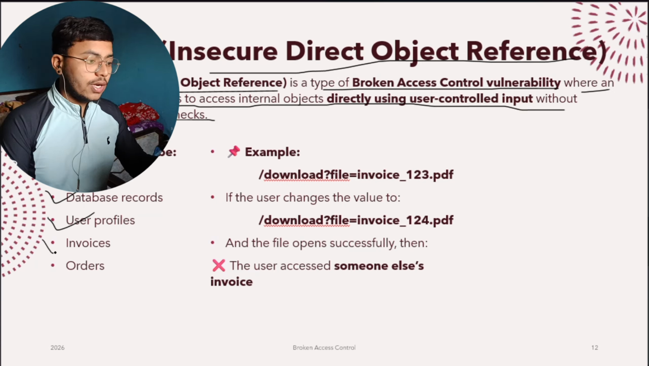Then the fourth type of broken access control is forced browsing. Forced browsing is a broken access control vulnerability where an attacker accesses hidden, unlinked or restricted pages by manually guessing or discovering the URL. Example here: /admin/backup/secrets.